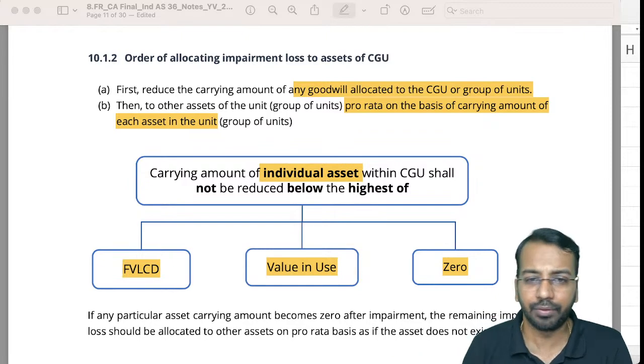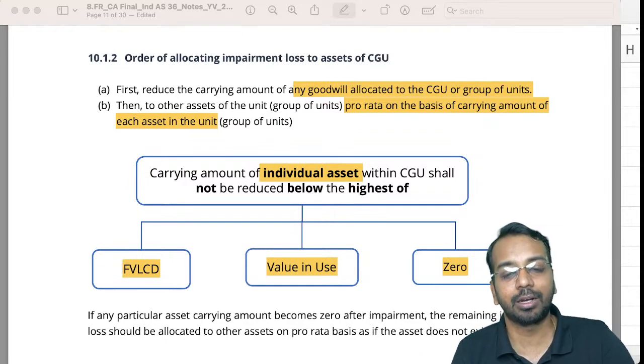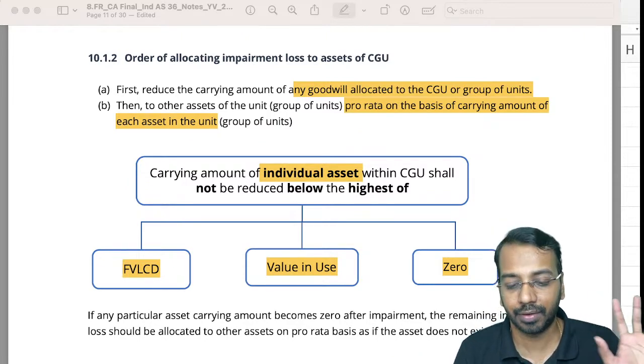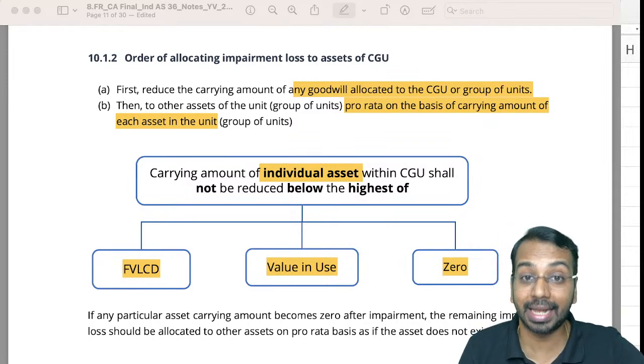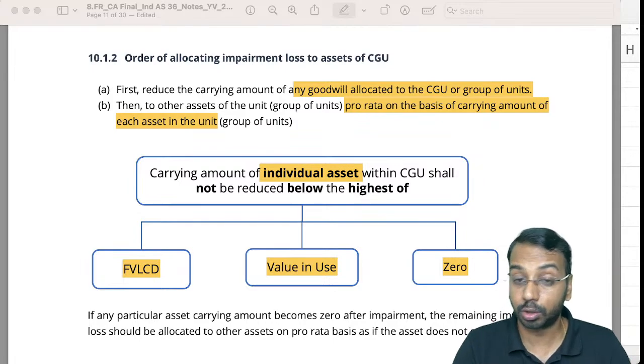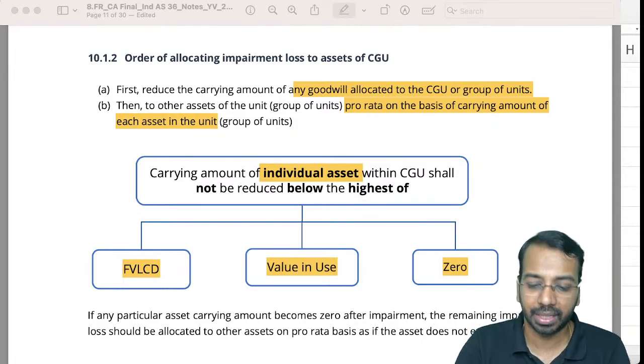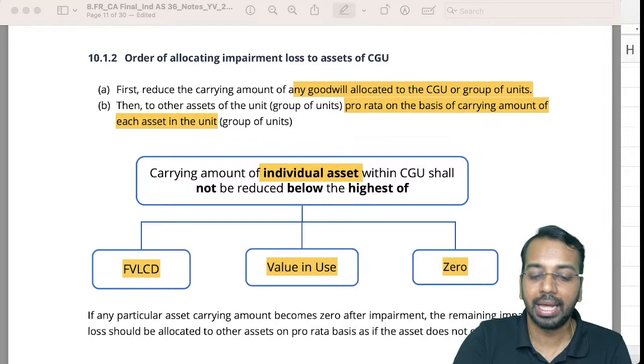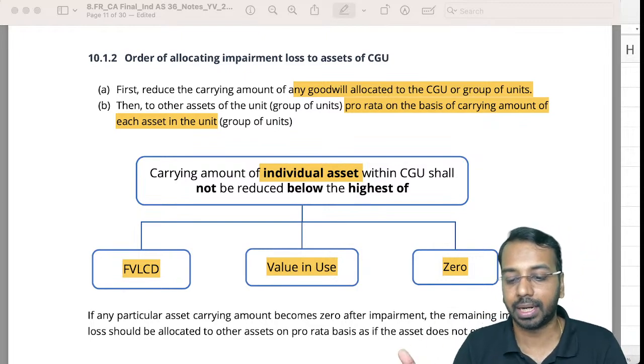For all the other individual assets, you can anytime calculate the fair value, correct? You can sell that asset in the market and get the amount. But goodwill, you cannot sell independently. That is why the first impact goes to goodwill and subsequent impact goes to other assets.